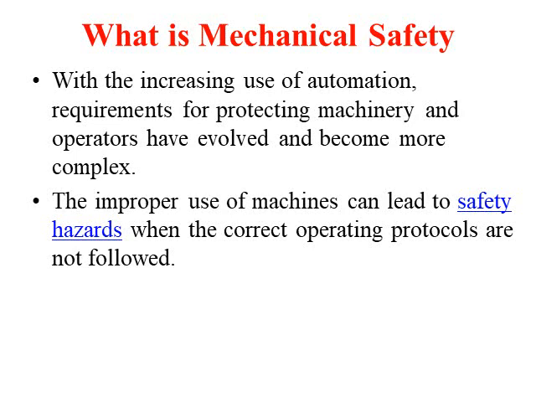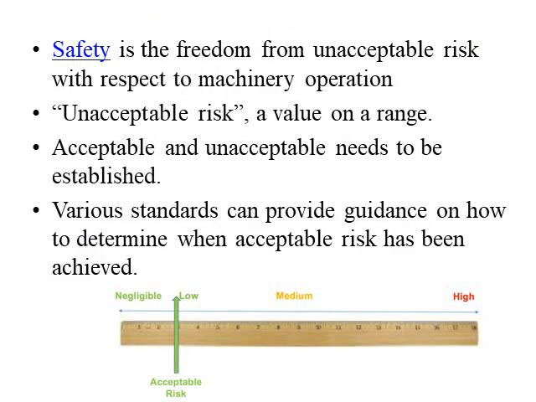The improper use of machines, of course, can lead to safety hazards when the correct operating protocols are not followed. Even if proper operating protocols are being followed, if humans make a mistake, then again it leads to safety hazards. So how do we define safety? Safety is the freedom from unexpected risk with respect to machinery operations. So when we say safety, it means that whenever we are operating a machine, we should be free from any type of risk with respect to the particular operation.